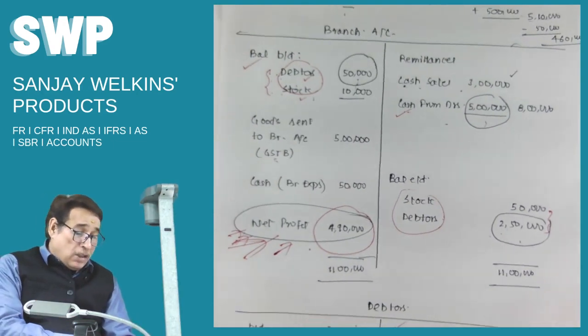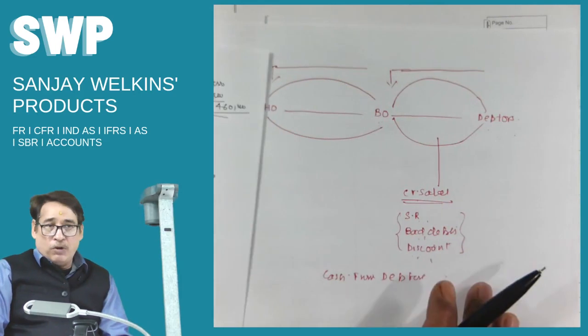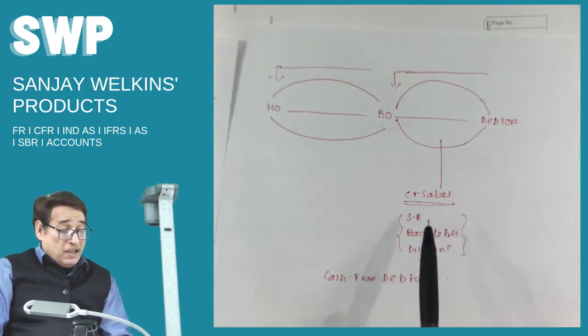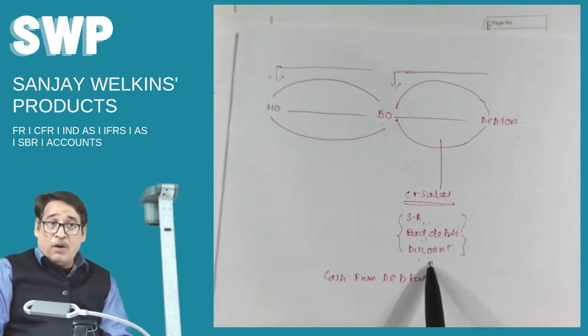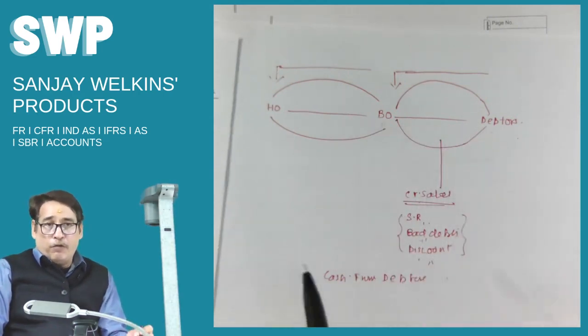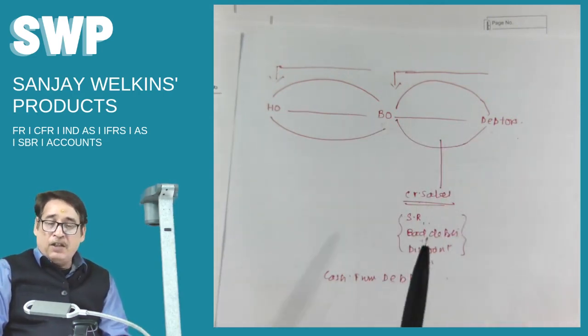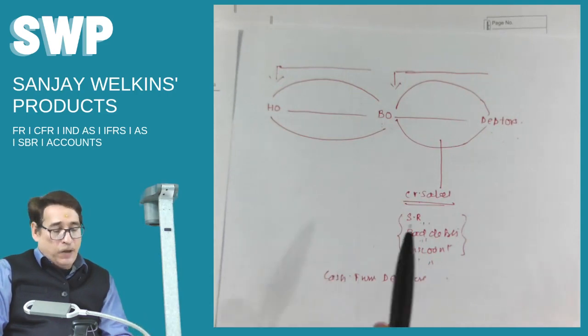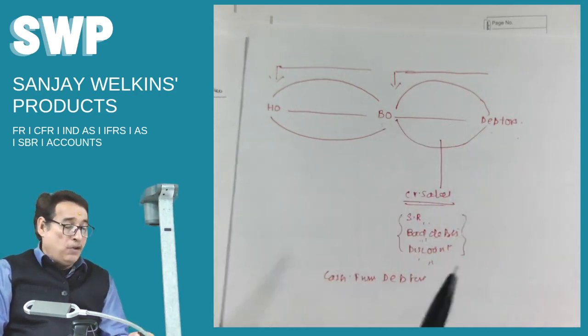So in this particular system, we have to be wary about this particular fact that credit sales, sales return, bad debts and discount, these are the transactions purely between the branch office and the debtors, and they are never ever written in the branch account. Why? Because these are the transactions only between branch office and debtors.